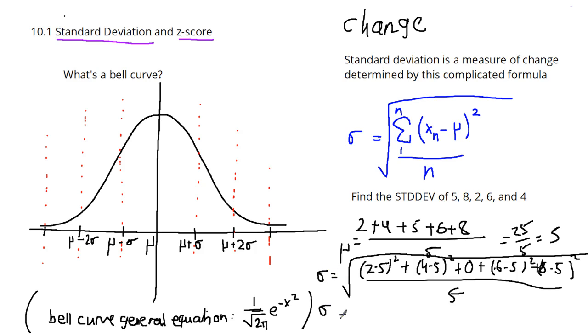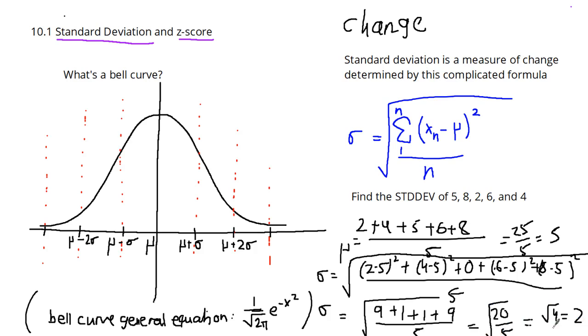So sigma is, I'm just going to calculate it real quick. So this square root, this is 2 minus 5 squared, which is 3. So that's 9 plus, is this still on the screen? Yeah, hopefully it is. So 9 plus 1 plus 1 plus 9, since 4 minus 5, 6 minus 5, over 5 square root. And that would be equal to 20 over 5 square root. So it would just be equal to square root 4, which is equal to 2. So the standard deviation of this set of data points is 2.